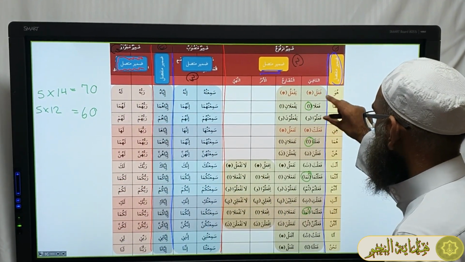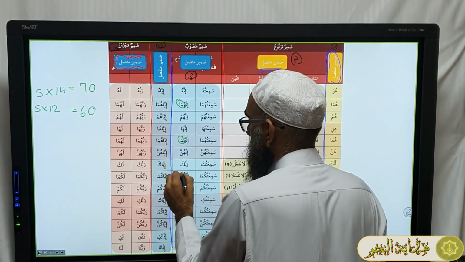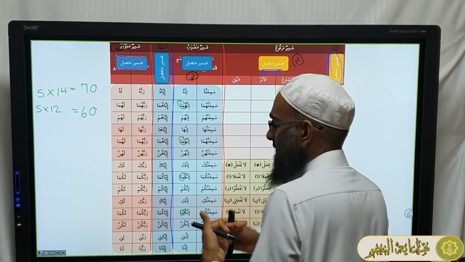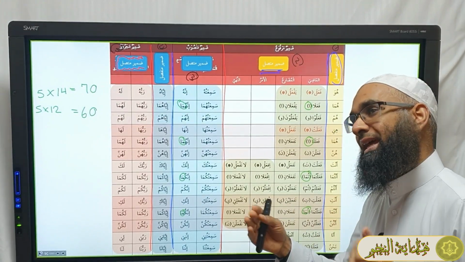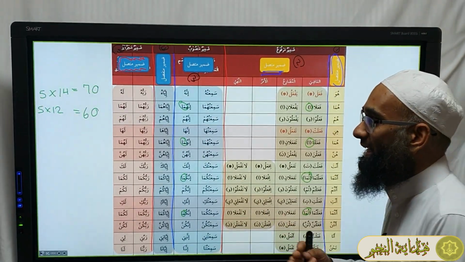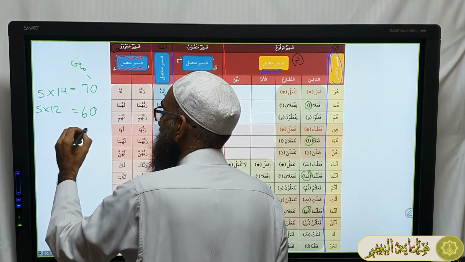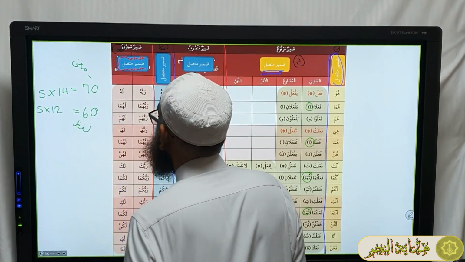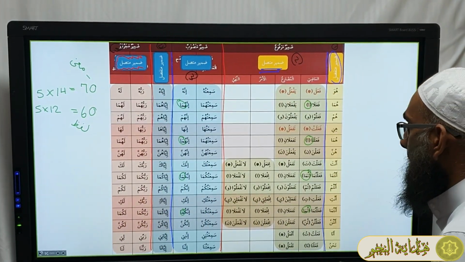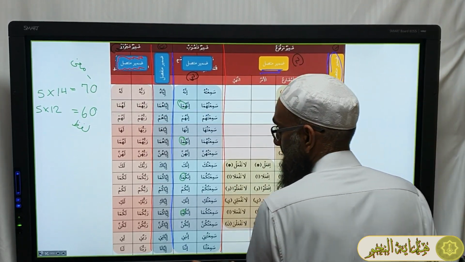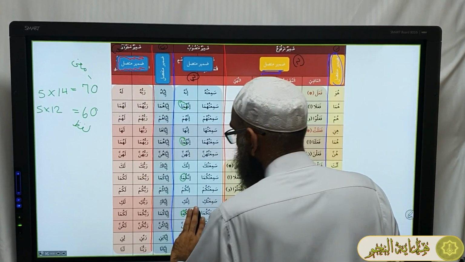Because it counts the dual, for example here, huma, huma are the same. Kuma, kuma is the same. So because of that, we remove, it's not 14. So even though they exist for different persons, they're still the same form. So if you count the meanings, there are 70, and min haythul lafdh, there are 60 forms. So there's 60 forms. Understood? Good. Now, shall we go ahead? Everybody understand this? Yeah? Okay.